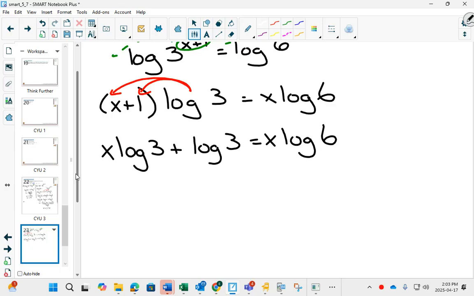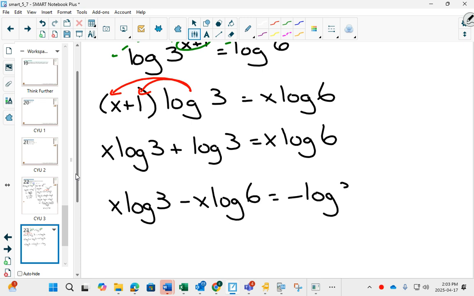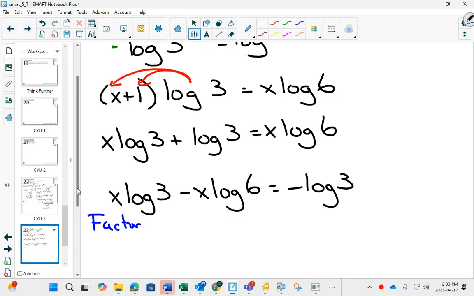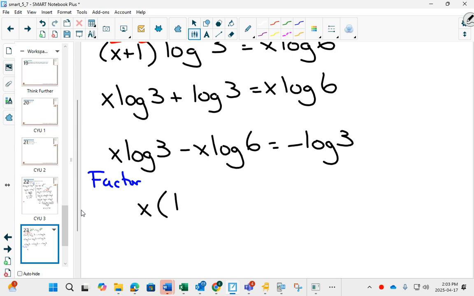We have x's on both sides. So when you have more than one x, we always get both of our x's on the same side and all of our terms without x's on the other side. So I'm going to move the log 3 over, I'm going to subtract the x log 6, and then the key when you have more than one x is to factor out the common factor.